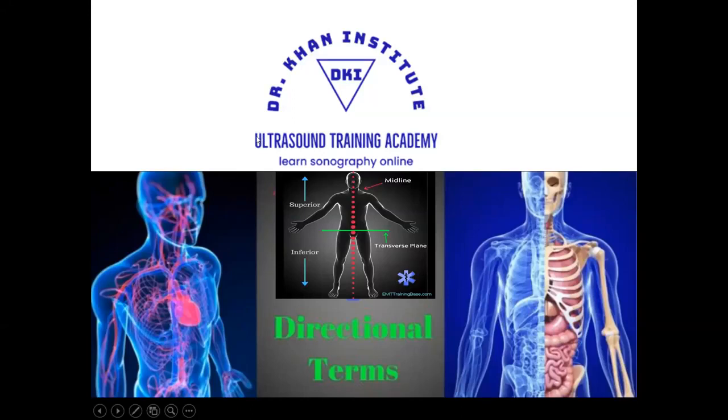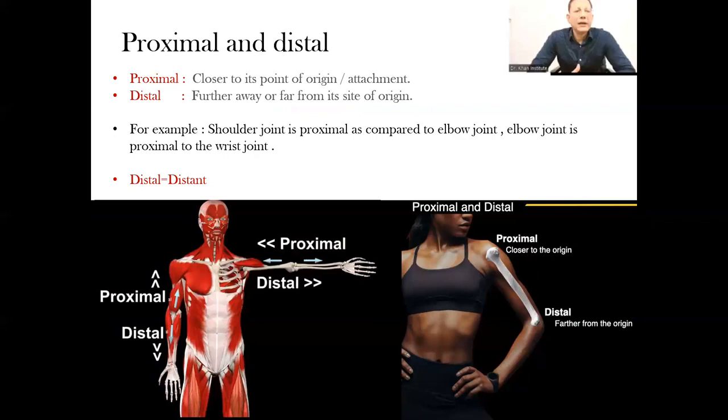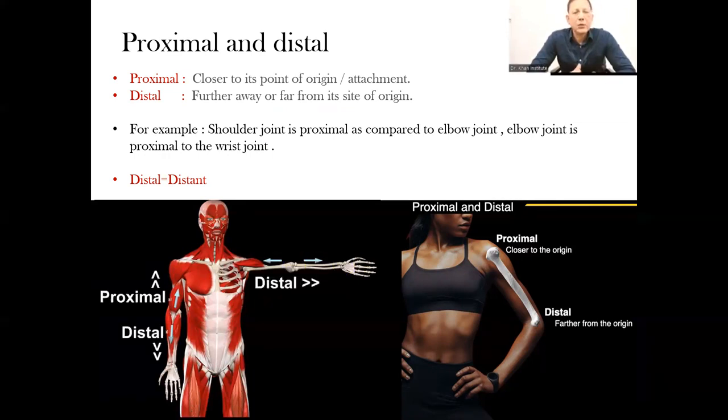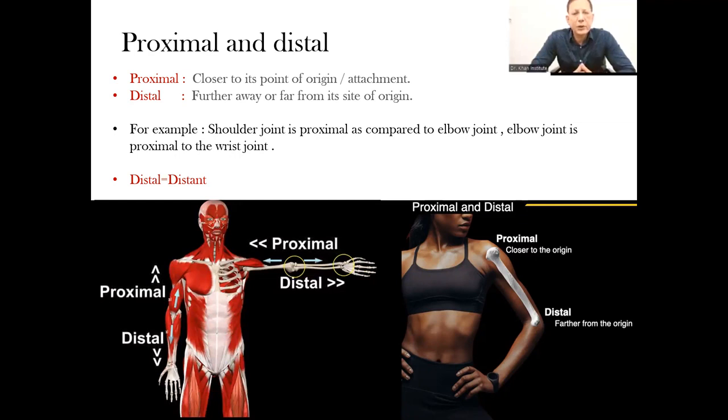Hello, everybody. Today we will continue our lecture, Directional Terminologies. Proximal and distal. These terms basically describe the position of a structure with reference to a point of its origin or point of its attachment. It means how close or how far away something is to the point of its origin.